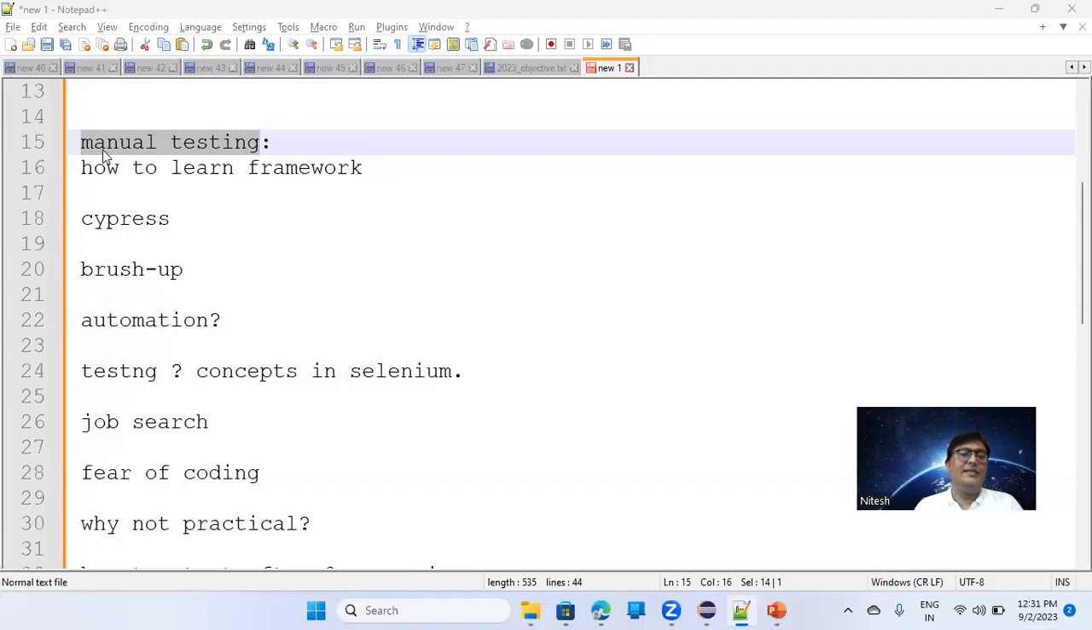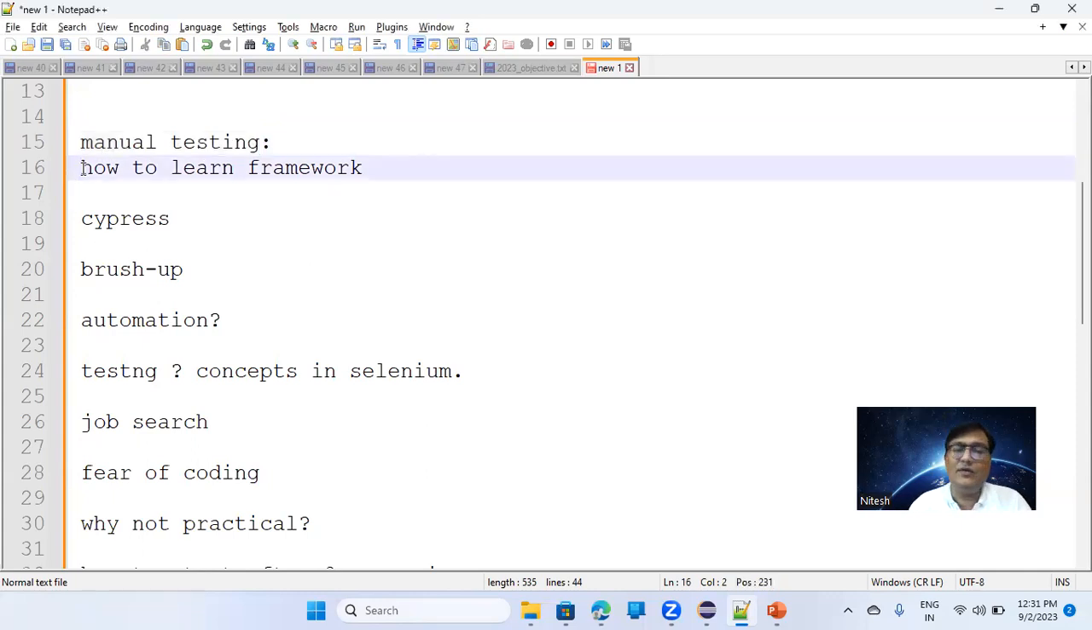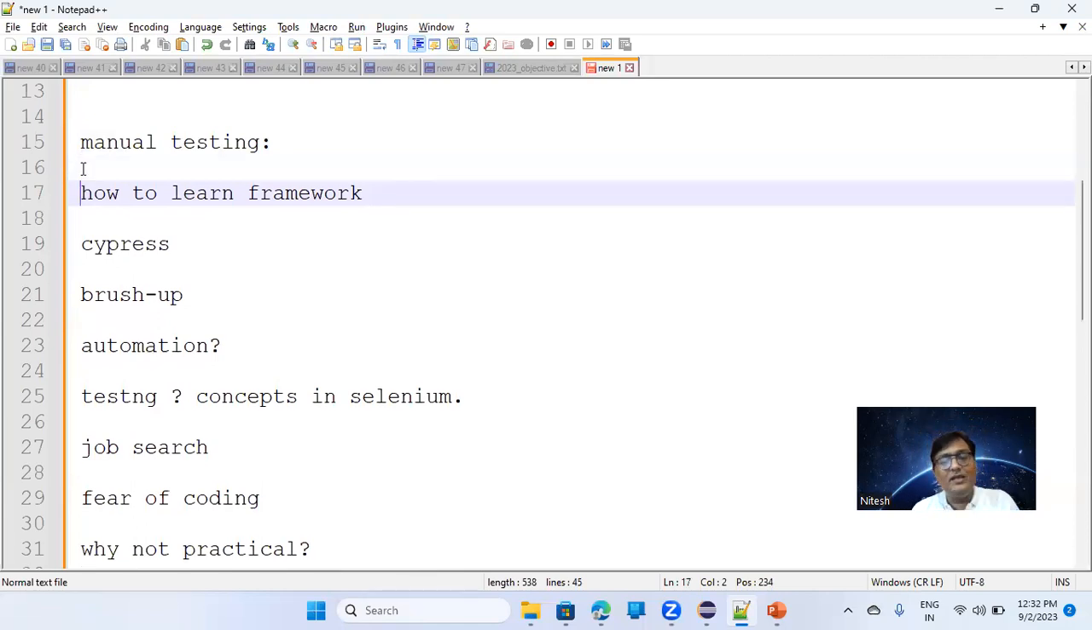Okay. So I was talking about manual testing. So say, okay, I am into software testing. Then if somebody asks you whether you know automation or not, then you say that I am a beginner, I am a learner, I have experience, right? Okay. Now the question is how to learn test automation framework.